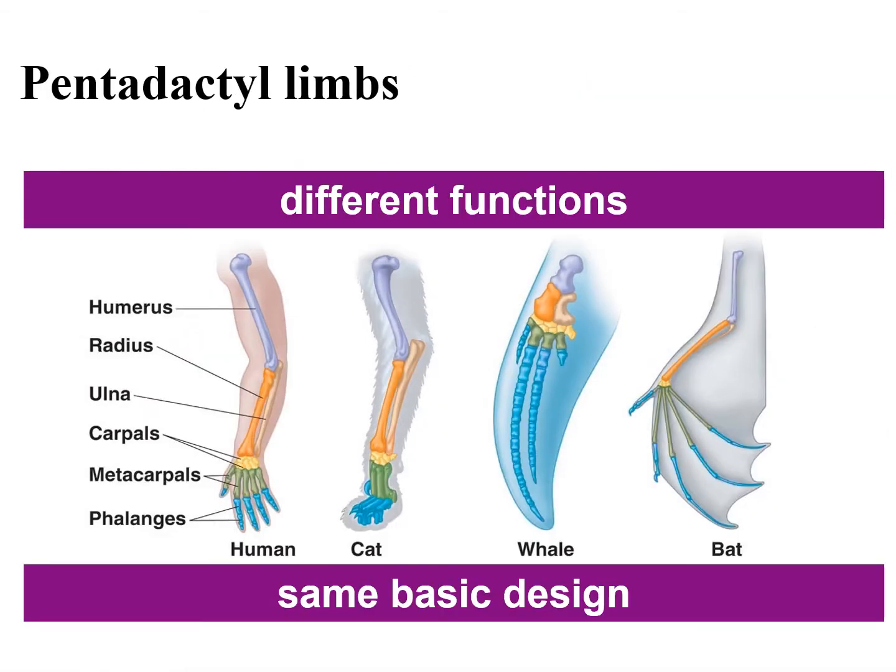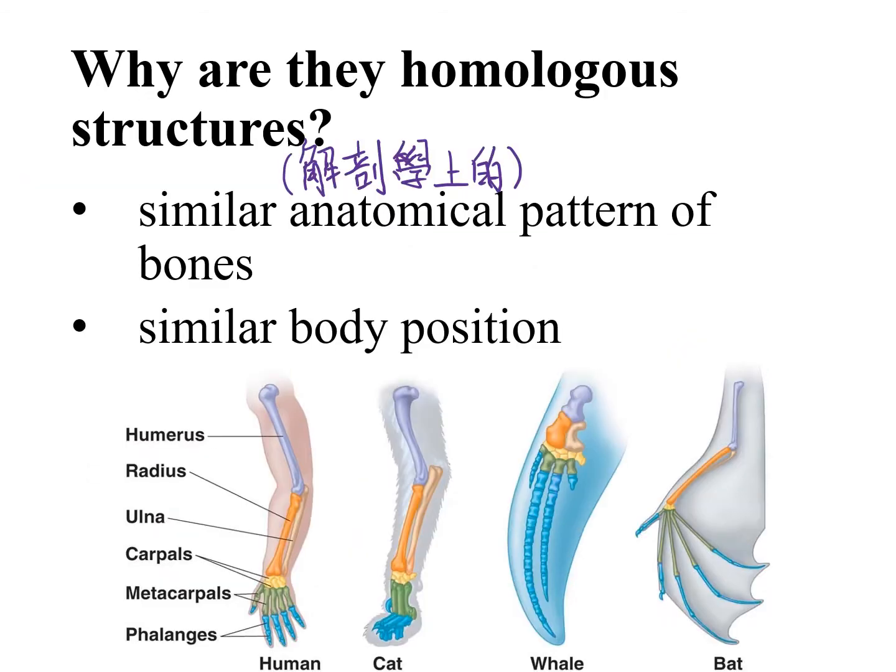The homologous structure, such as the pentadactyl limb, have different functions in different organisms, but they have the same basic design of the structure. Why is the pentadactyl limb called a homologous structure? This is because all of them show a similar anatomical pattern of bones. Take a look at the picture below.